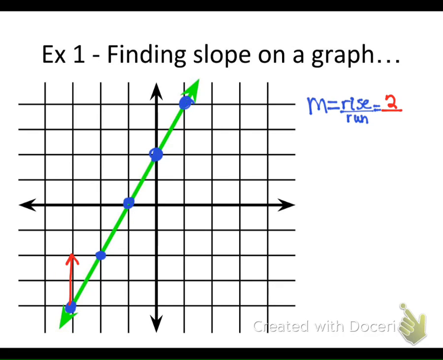And then I'm going to count over 1 for my run. So what's my run? 2 over 1. So my slope is 2 over 1. So that's your answer. So I'm going to box it, because if you have to simplify, I need to know where your final answer is.